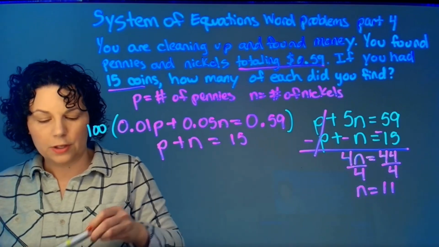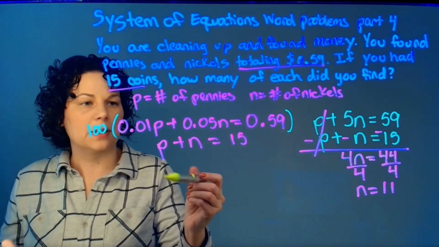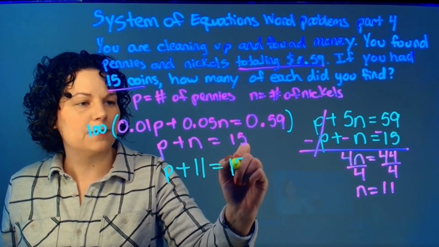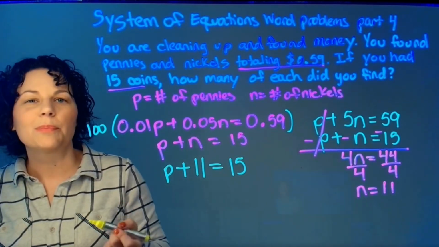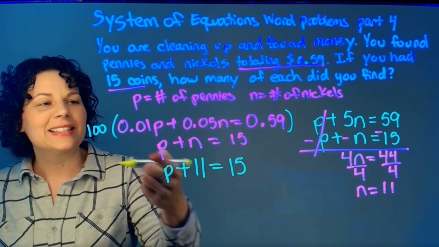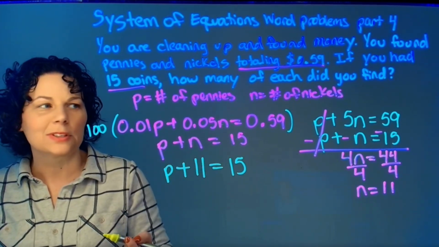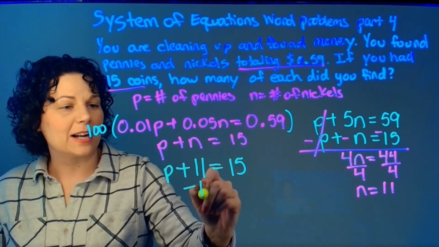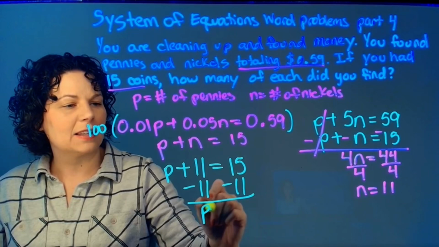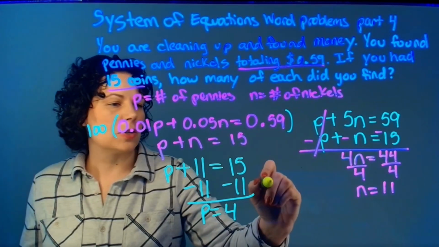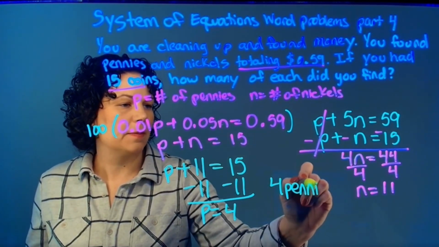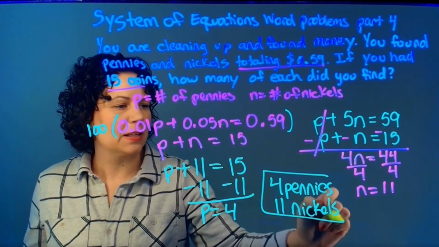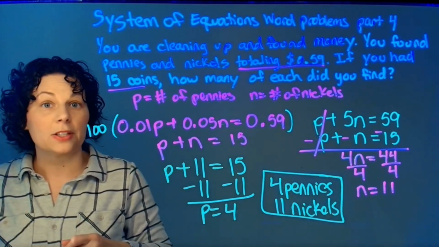So come back over to this one. I've got P plus 11 nickels will give me 15 all together. I can plug it into the first one or the second one. I did the second one because then I wouldn't have to deal with decimals or multiply by 5 or anything. Subtract 11, and I get that I had 4 pennies. So 4 pennies, 11 nickels. That's my answer. Now stick around, I'm going to do one more.